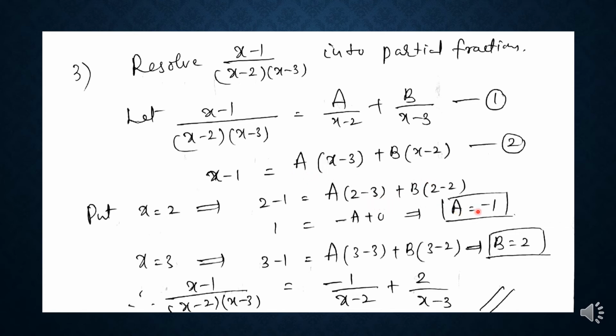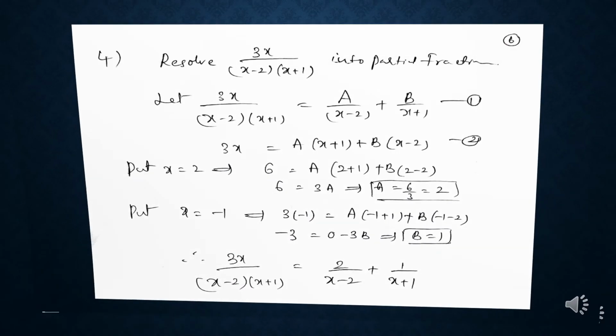Then we'll get a is equal to minus 1 and b is equal to 2. Then the given fraction can be resolved into partial fractions as minus 1 by x minus 2 plus 2 by x minus 3. Next problem.